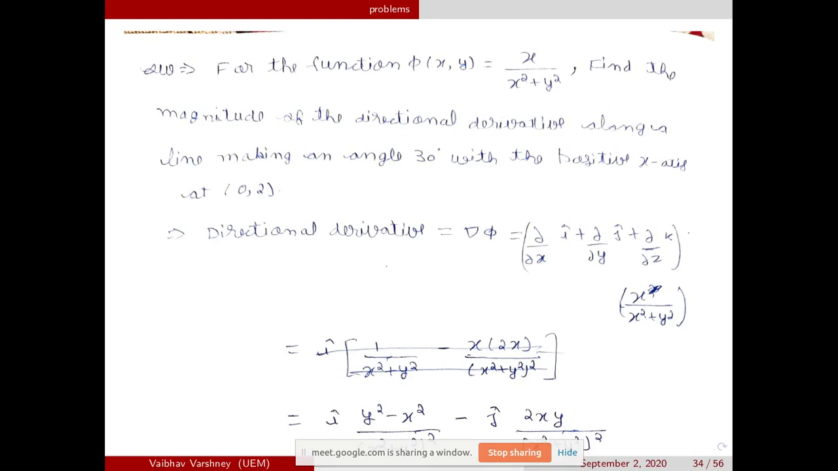I haven't got how you have done this differentiation, the partial derivative. Okay, let me tell you. The u form is coming, but after that the u by v form is coming. So after that, how are you doing this? Okay.